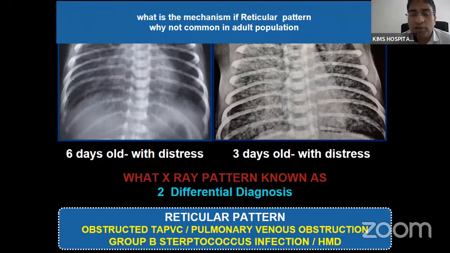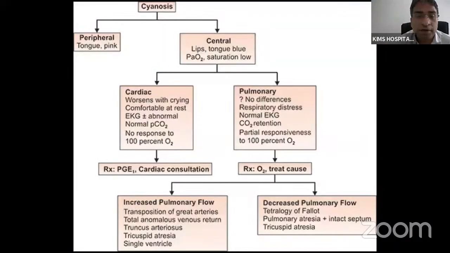So there's a very common thing. This reticular pattern is very common in the neonate because of what is called interstitial edema, due to the poor lymphatic supply. In adults, because of the good lymphatic supply, that interstitial edema will be dissipated by the lymphatics into the venous side. But in neonates, lymphatics are poorly developed. That's why they develop the interstitial edema that is causing the reticular pattern.